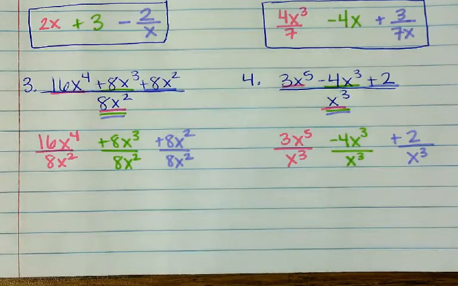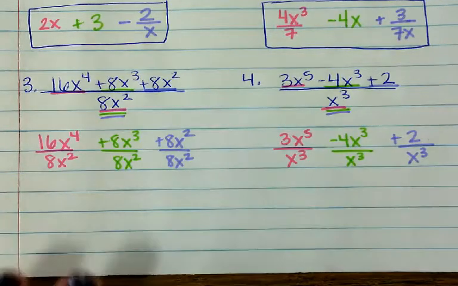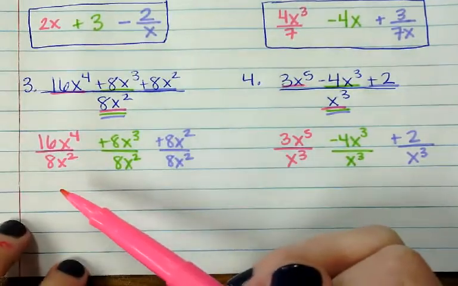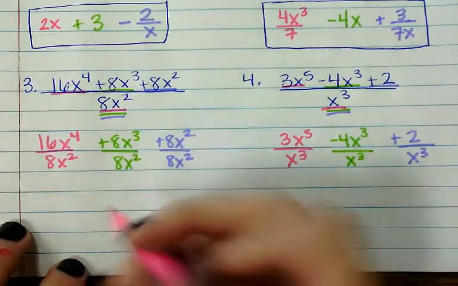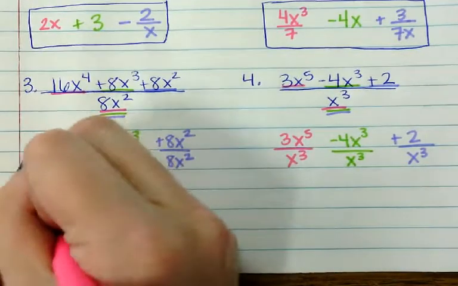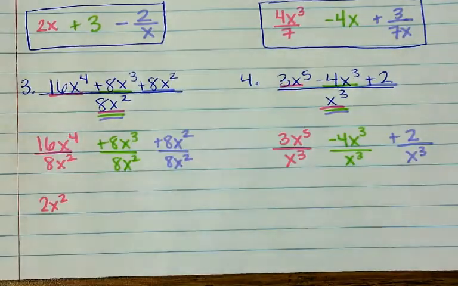Okay, Will, what do we got here for our first term? William, what do we got for our first term here? 2x squared. Yes, sir. So we got 2x squared. Excellent job. And then for our second term, what did you get, Finn?